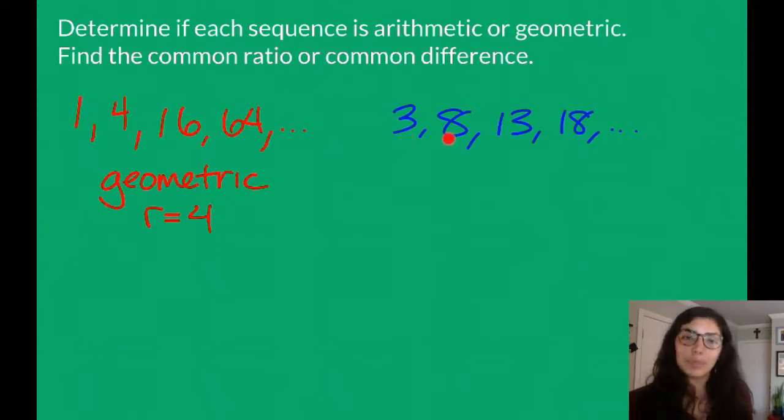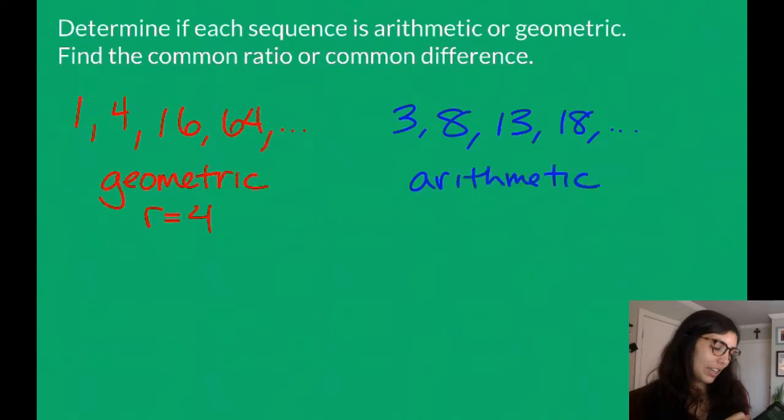is 8. 8 plus 5 is 13. 13 plus 5 is 18. And if I were to keep going, each time I'd just be adding 5. Since I used addition, that makes this an arithmetic sequence. Arithmetic sequences have common differences, and that common difference that I'm adding each time is 5.